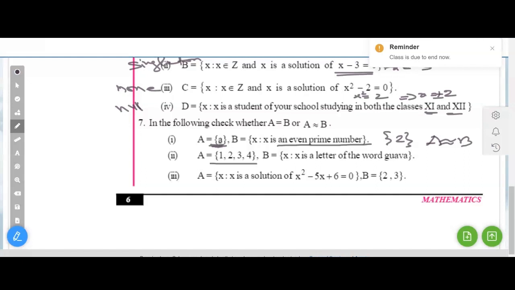Next one is 1, 2, 3, 4 and the letters of the word Goa. They are also 4 letters. So 4 elements in both. So they are also equivalent. A equivalent to B. Third one, solution of this one, that is 2 and 3 were the solution. We have already found the answer in the previous question, and both match, so both are equal. A is equal to B in this case.